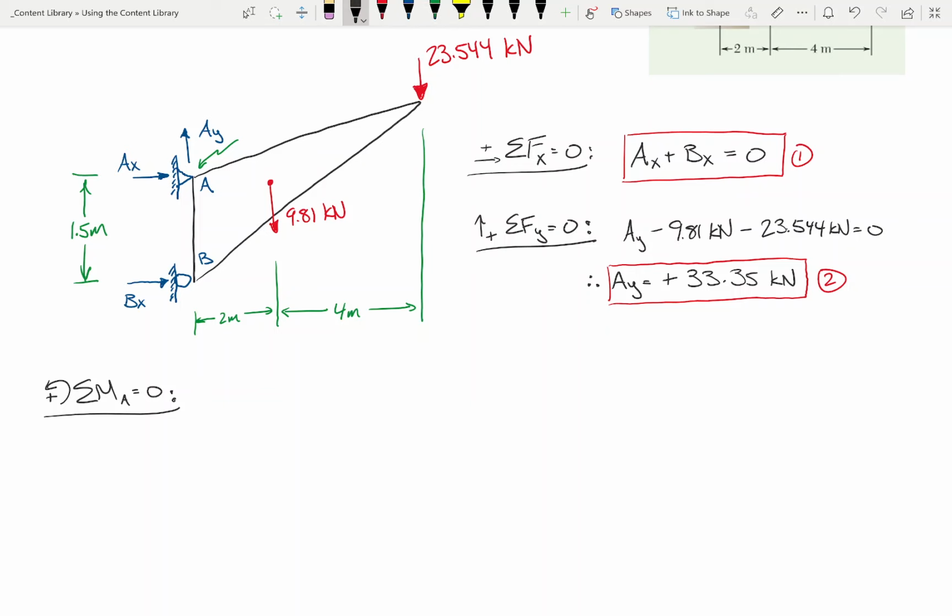I just write out my equation of equilibrium, and I take each force one at a time. So let's start off with the 9.81 kilonewtons.